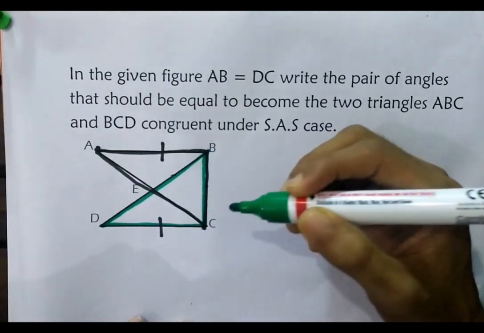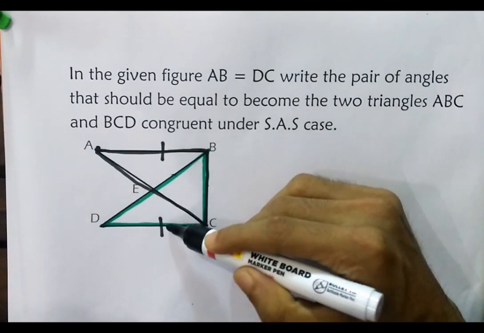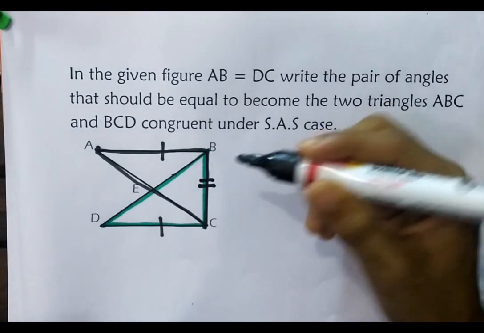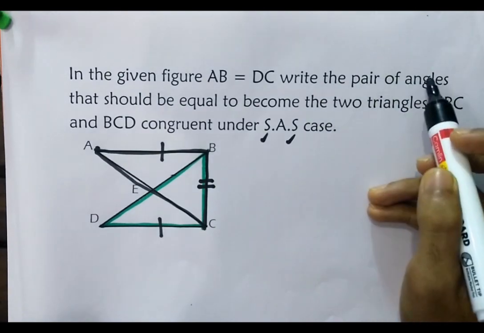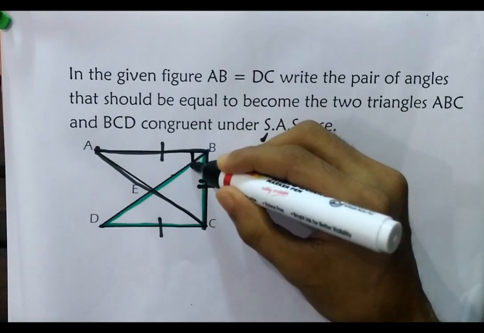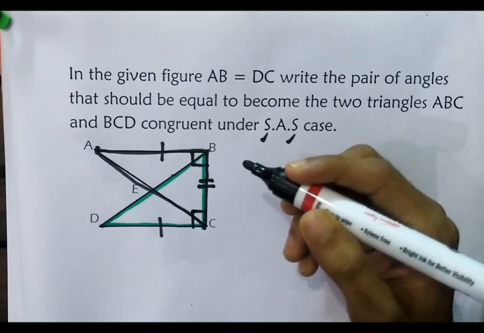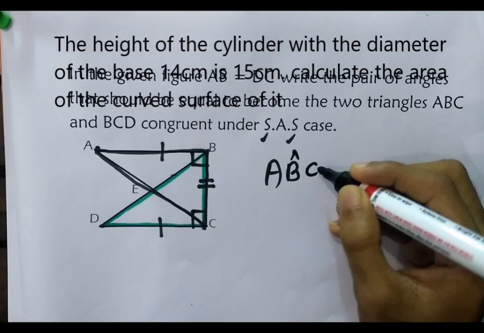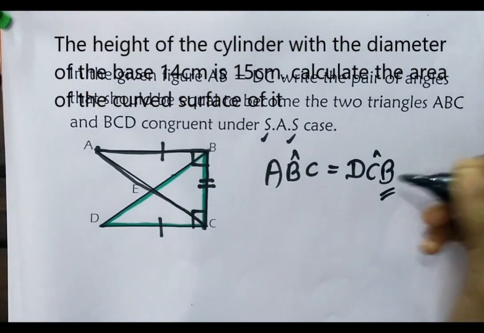So how to prove that these two triangles are congruent? You can see they have already given one piece of information that these two sides are the same. As well as, what can we say about this BC? BC is common for both the triangles. So S and S is okay, fine. But they are asking to write the pair of angles. So what is the angle we can take for that? Under ABC, we can take this angle ABC should be equal to the angle DCB. That is the only pair we can take. ABC is equal to DCB.